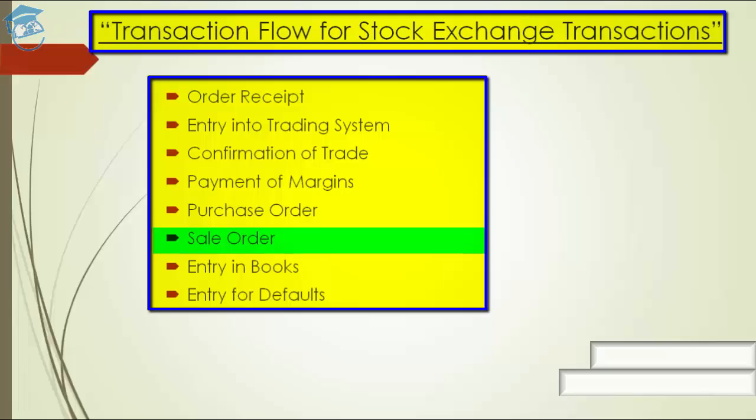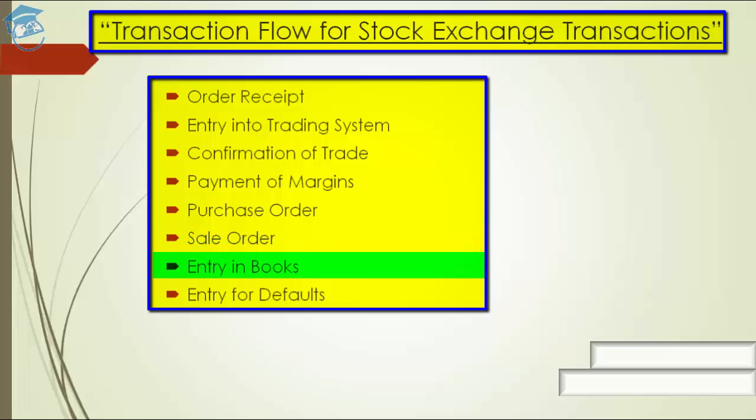Now moving on to the entry in books. What's going to happen in that case is all the transactions with each client should be cumulated for the entire settlement before passing the entries in the ledger. No entry is required to be passed by the trading member at the time of entering the order into the order entry book. Again, on execution of trade, no entry is required to be passed in the books of accounts.